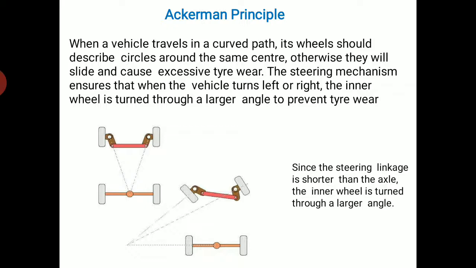When the vehicle travels on a curved path, we have already learned what this Ackermann principle is. The wheels should describe circles around the same center, otherwise they will slide and cause excessive tire wear. The steering mechanism ensures that when the vehicle turns left or right, the inner wheel is turned through a larger angle to prevent tire wear. So all this steering takes place by Ackermann's principle.